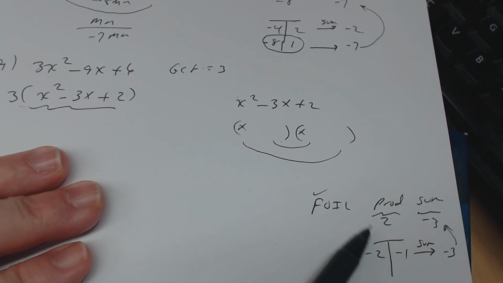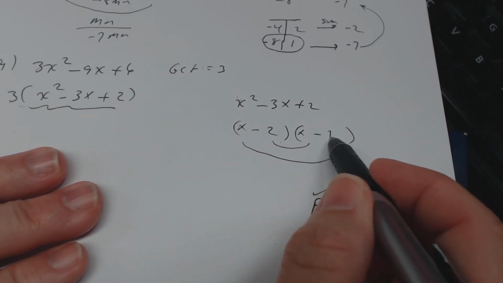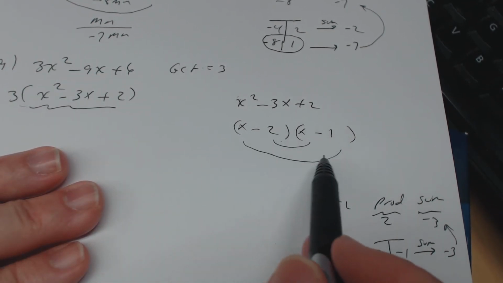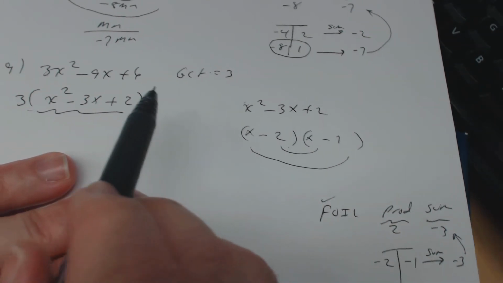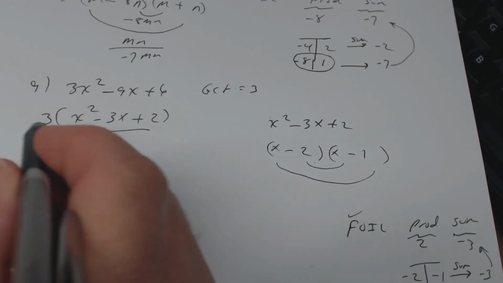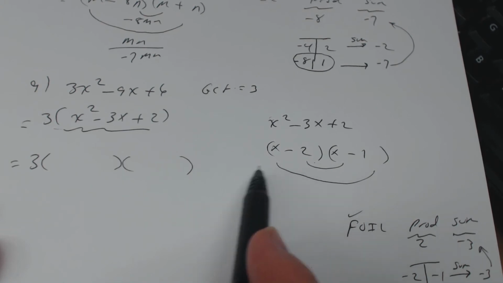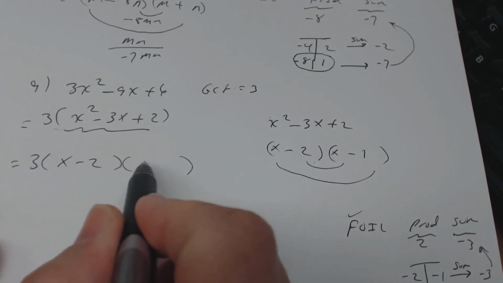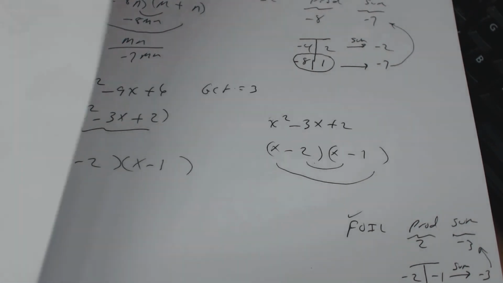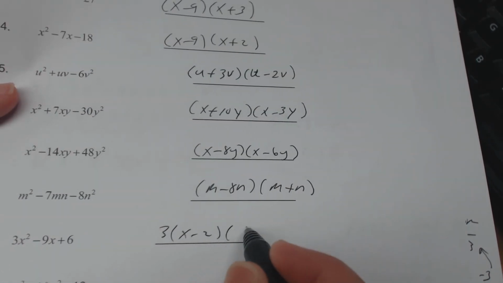So this right here goes here. So it'll be x minus 2 times x minus 1. Now be careful, that's not the answer to the original problem. This is the answer if you were to factor this. You've got to remember that in the original problem, you factored out a GCF, so that GCF has to be in your answer. So I'm going to get 3 times these two binomials. So it'll be 3 times x minus 2 times x minus 1. That's the answer to number 3.